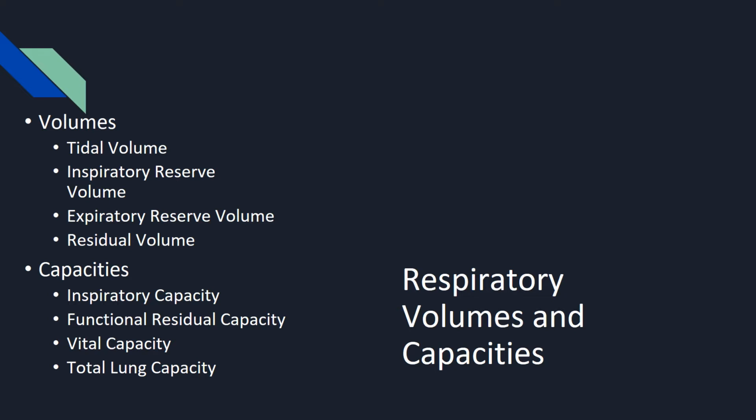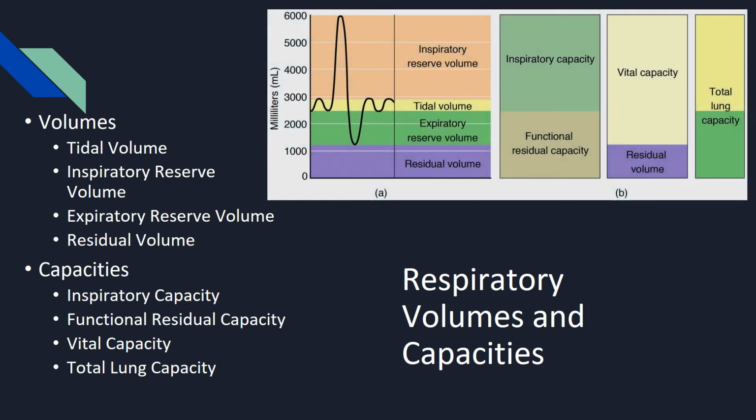Respiratory volumes and capacities. Respiratory volumes is how much air is moving in at one of the stages. Tidal volume is how much air you breathe in normally while doing nothing. Inspiratory reserve volume is how much you can breathe in after a tidal inhalation. Expiratory reserve is how much you can breathe out after a tidal exhalation. And residual volume is what's left after expiratory reserve and what's not getting out.